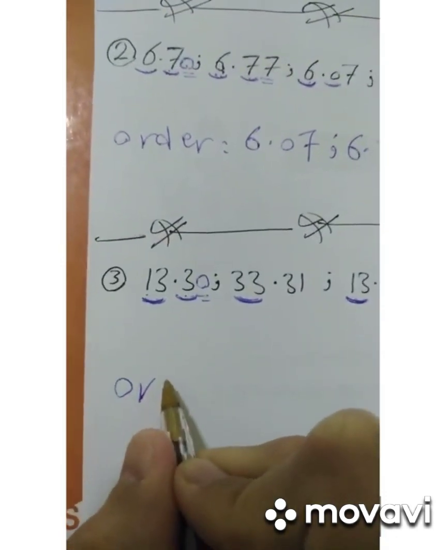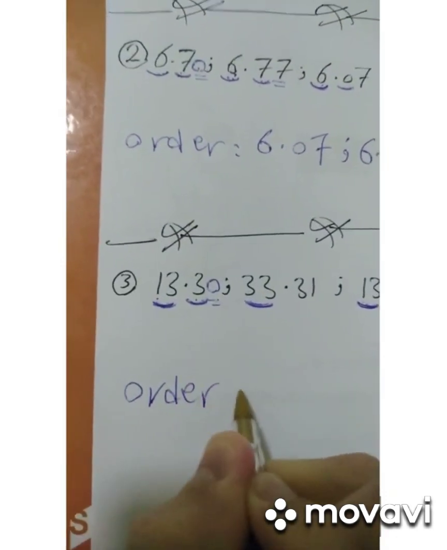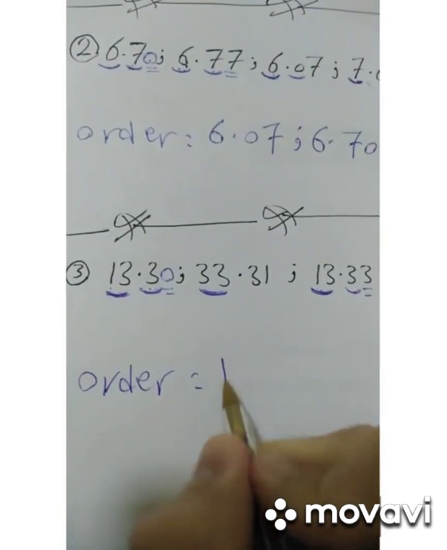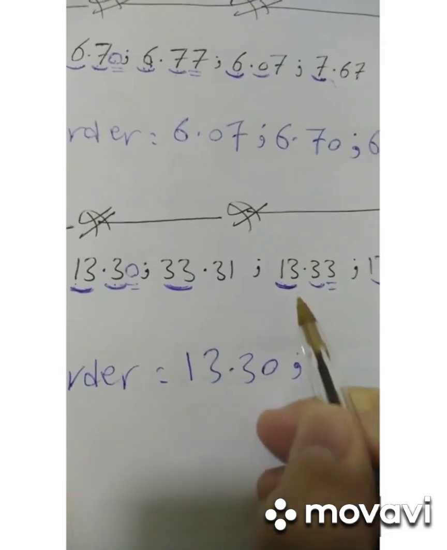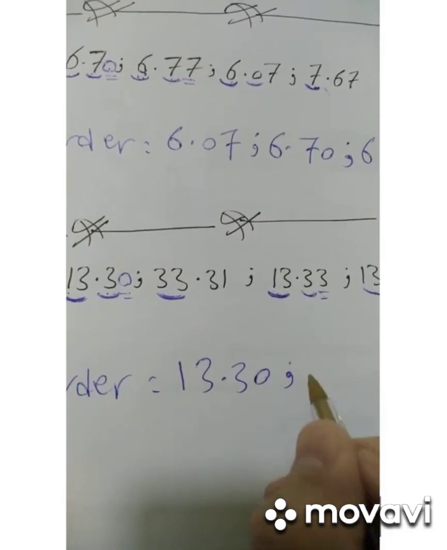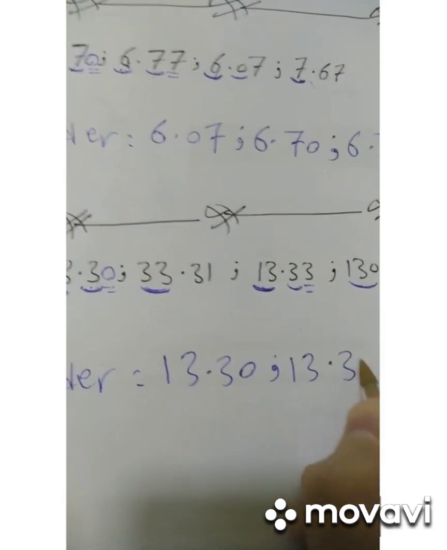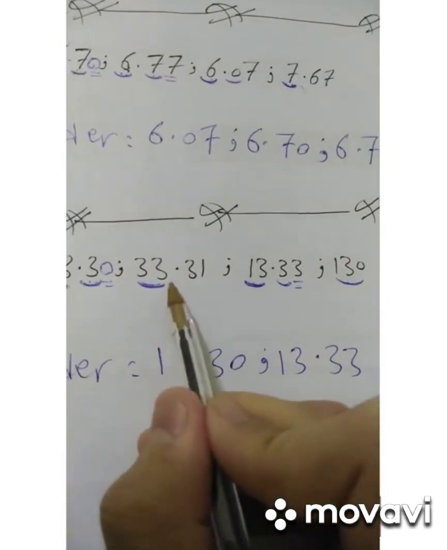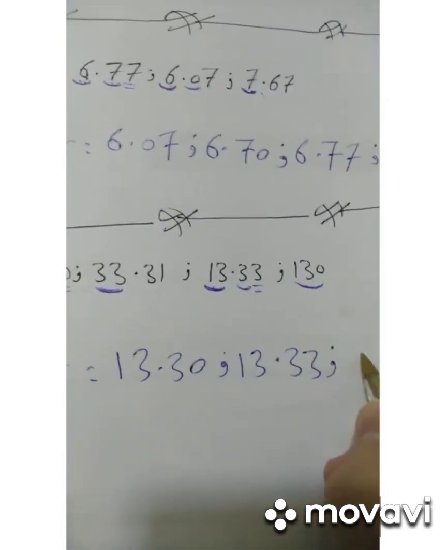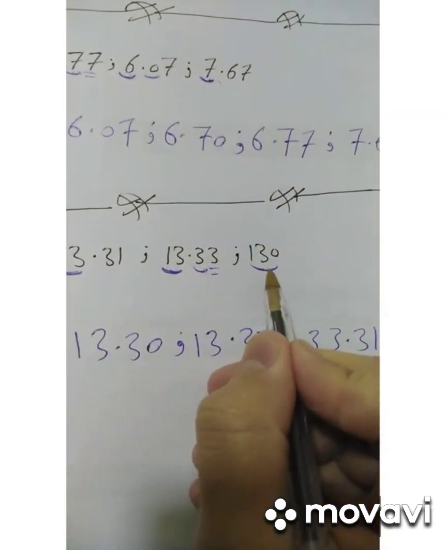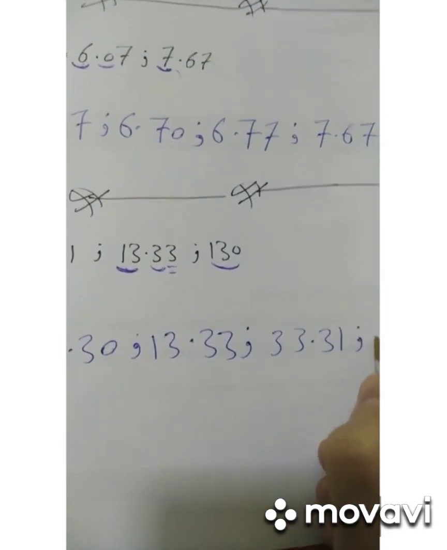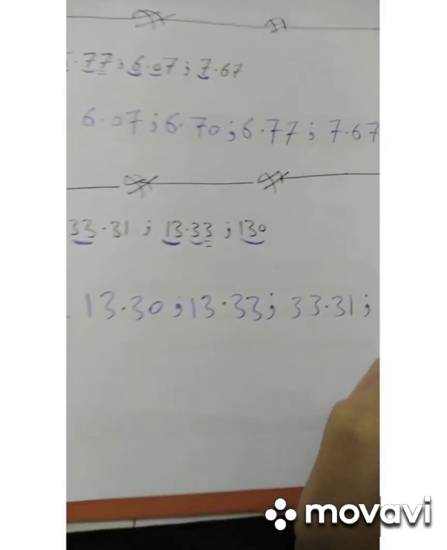So the order from least to greatest as 13 and 30 hundredths. What is next? Yes, 13 and 33 hundredths. Then write 33 and 31 hundredths, and the greatest one is what? Yes, is 130.